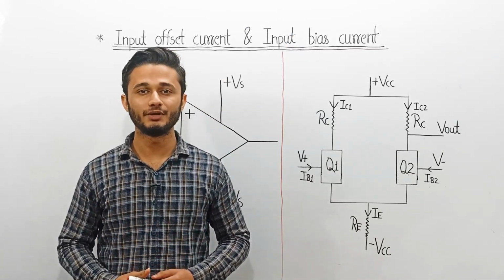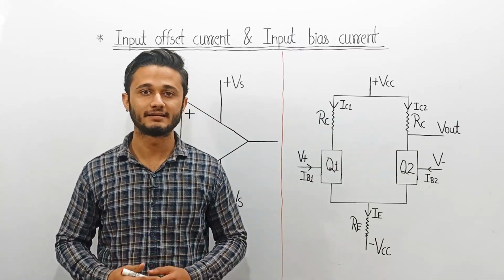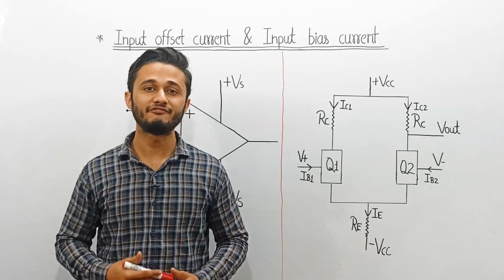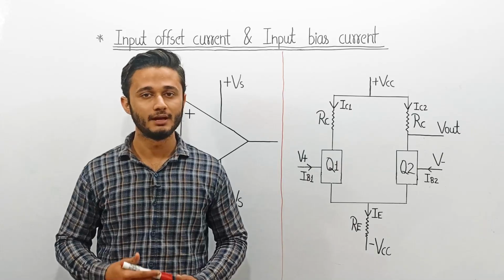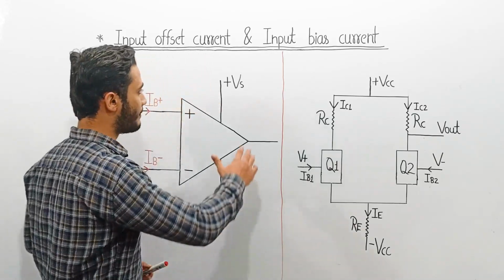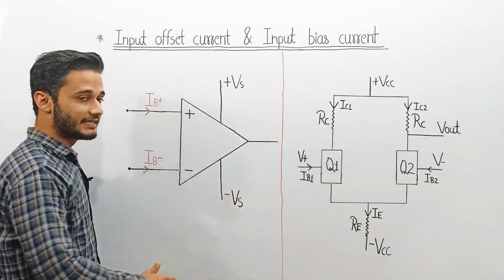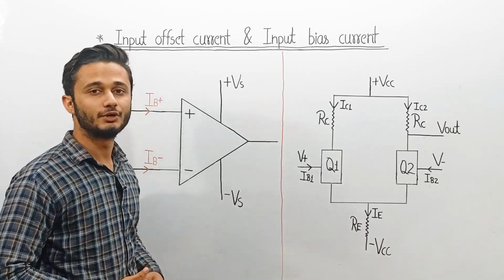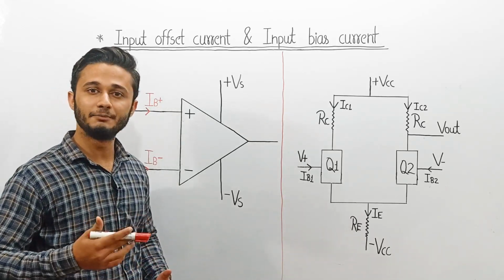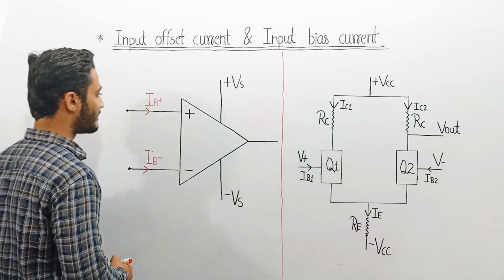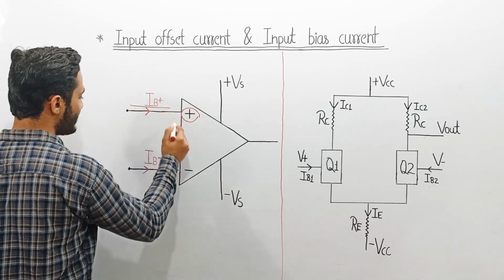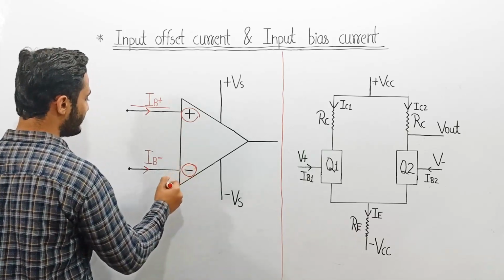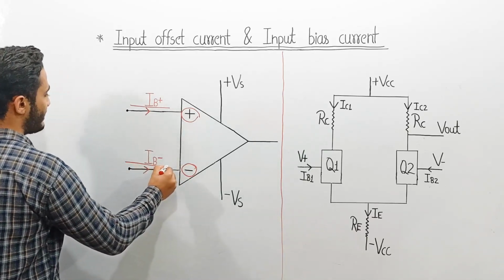Let us now talk about input offset current and input bias current. Ideally, op-amps have infinite input impedance, so no current should flow into the op-amp. But practically, when these biasing voltages are applied, then some amount of current flows into the op-amp, which we call as input bias current. Let the current flowing into the non-inverting terminal of the op-amp be IB+, and the current flowing into the inverting terminal of the op-amp be IB-.